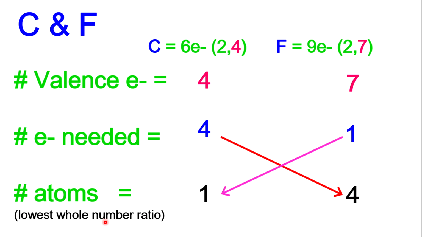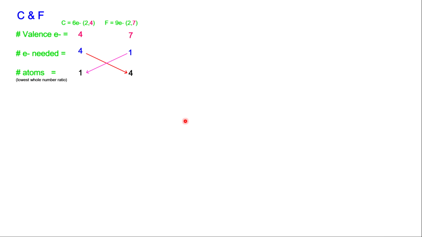Now we're looking for the lowest possible whole number ratio. And of course, 1 to 4 cannot go any lower. So we're good at that. And so we can jump into our drawing process. So once again, to remind you what we're working with, carbon, 1 atom, and fluorine, 4 atoms. Always draw the lowest atom first. So we're going to draw carbon first.